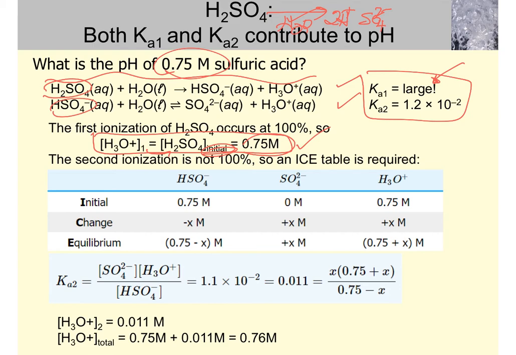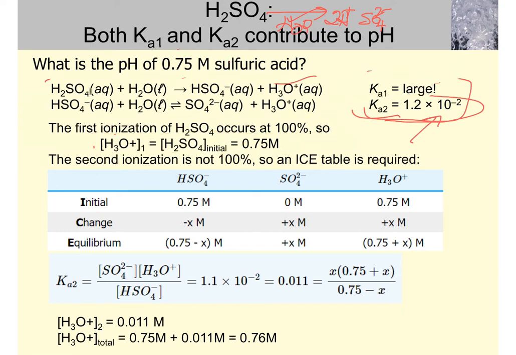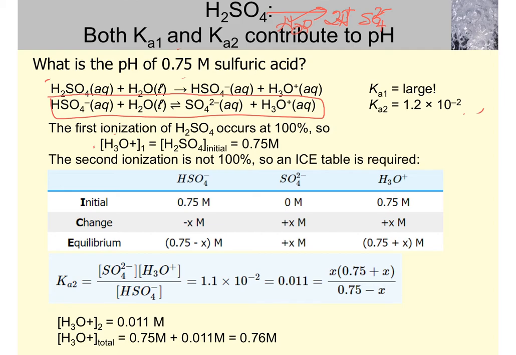Now, ionization 2 has a smaller Ka, and we know it's at least 100 times smaller, probably more, but we're not quite sure whether or not we can ignore the second ionization. So we're going to go ahead and set up an ice table. So let me erase some of this to get rid of the distractions. All right. So here is the chemical equation for the second ionization of sulfuric acid. And so here is the ice table.